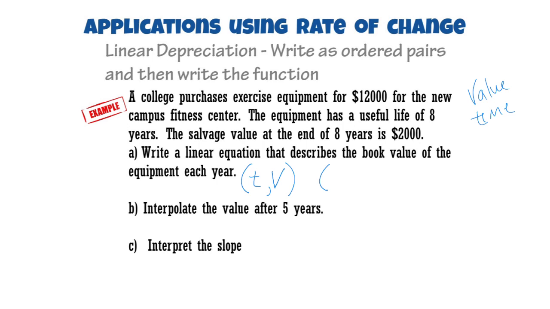And let's see if we can come up with a couple ordered pairs then from the info. All right, well, when they first bought it at time 0, the value was $12,000. And then 8 years later, so that's time 8, the value is $2,000. So then what they want us to do is take these 2 points and go write the equation of that equipment. So I'm going to have you pause the video. You go write the linear equation on that.